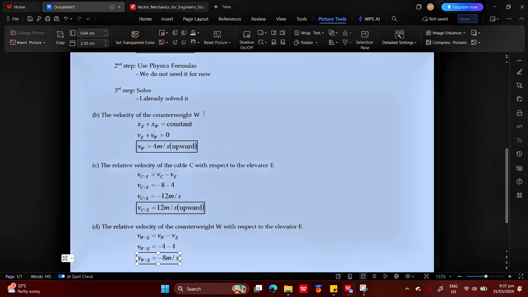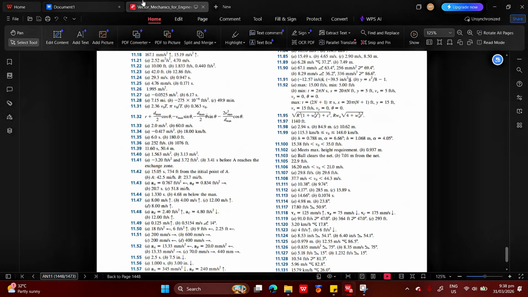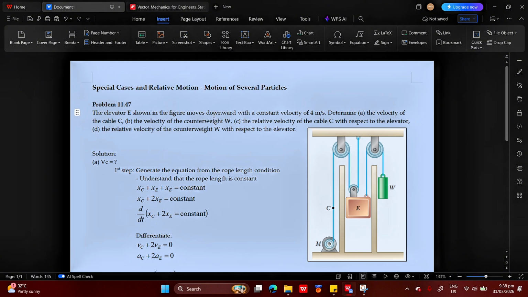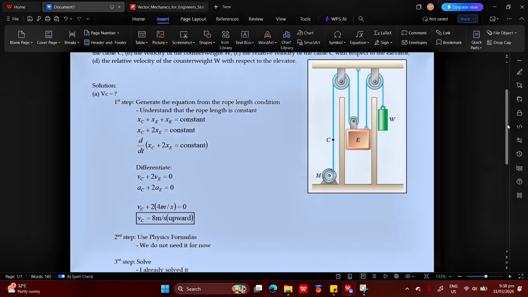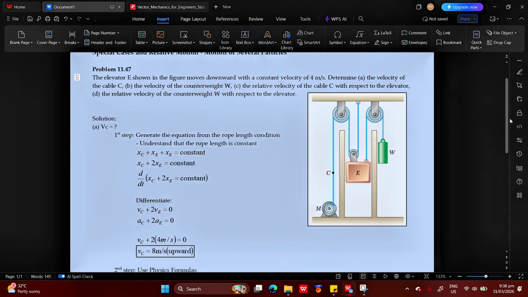But no, we will not allow that to happen. We will change our answer to unitless, and this means upward, of course. And if we go back here, 11.47, our answer is 8.0 upward, so we are correct again. Actually, this took me 23 minutes to finish this topic because it's hard to introduce this topic.